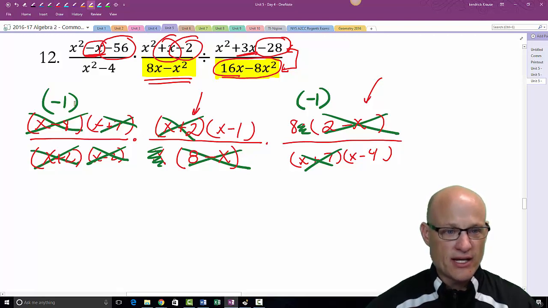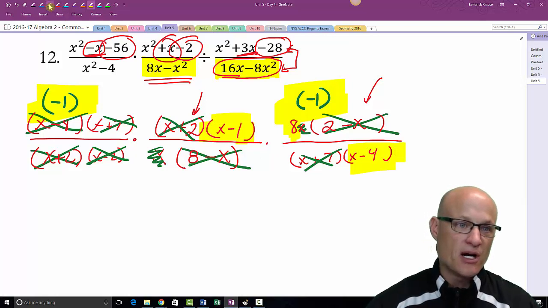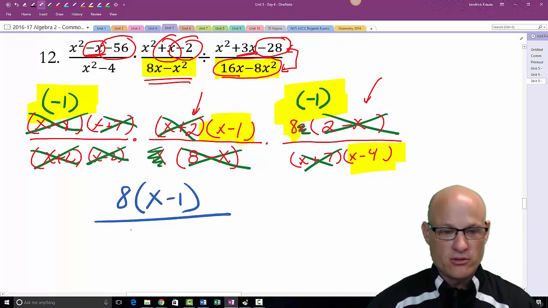So let me highlight what I got left. I got a negative 1, I got a negative 1. They make positive 1. I got an 8, and I got an x minus 1. Anything in the denominator? Nothing, nothing, nothing, nothing. Oh, I got this thing over here. So here we go. Our answer, negative times negative is positive, so those just cancel. 8 x minus 1 all over x minus 4.